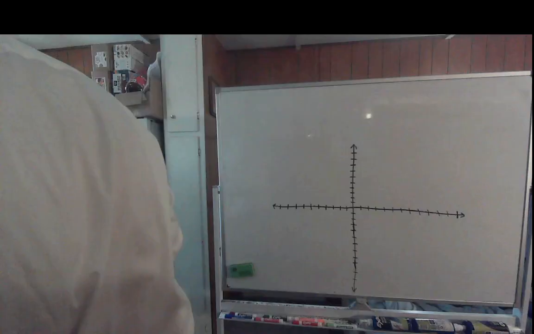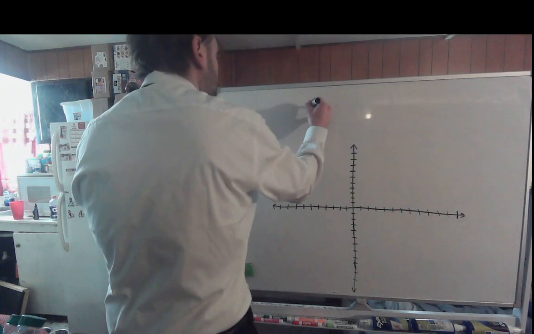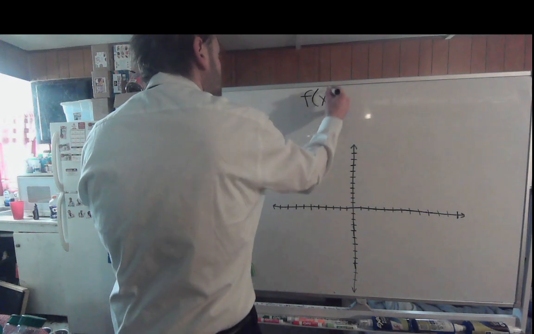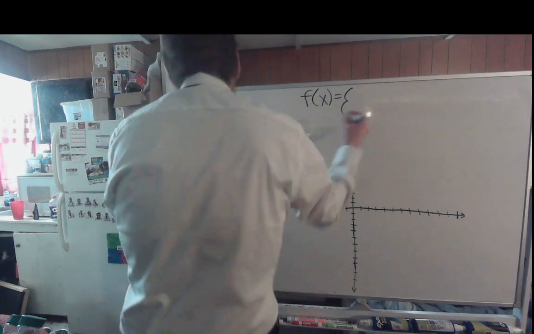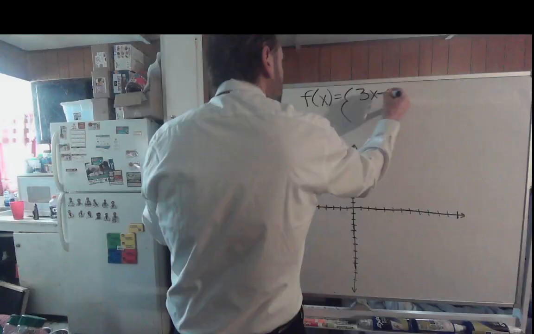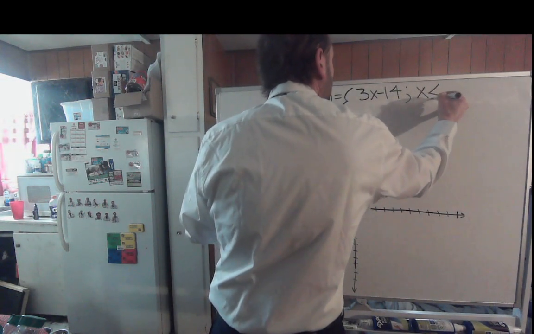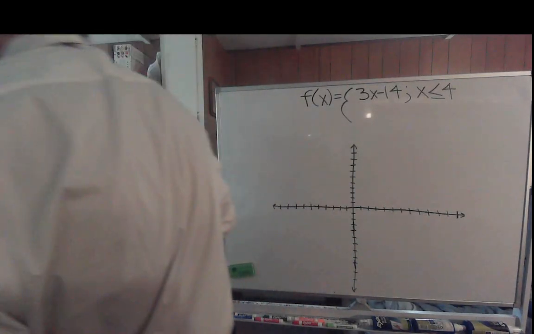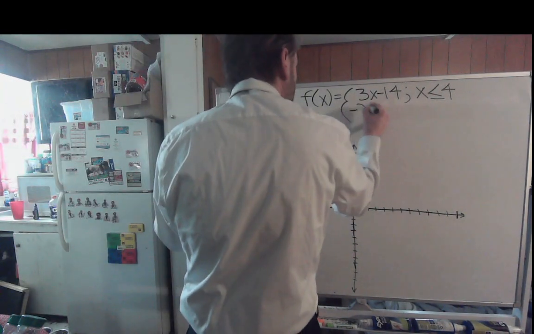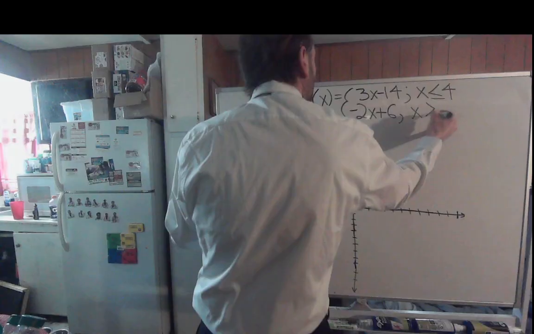Let's see here. I'd like to do a couple more. F of x equals, this is another piecewise function where you have 3x minus 14 when x is less than or equal to 4. And then you have negative 2x plus 6 when x is greater than 4.